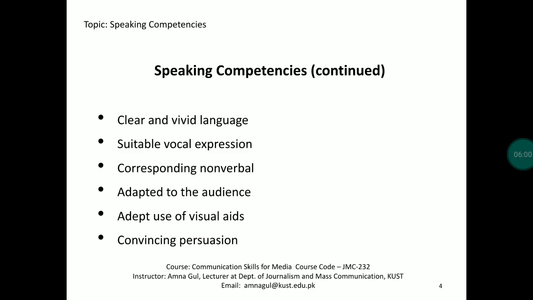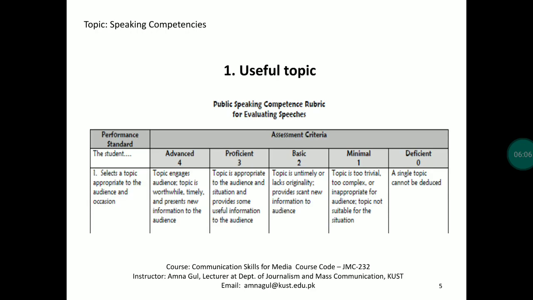Having said that, I would like to shift to the competence rubric. This is actually professionally developed to evaluate all kinds of speeches or presentations. The first slide, I'll explain all of these. You can see the assessment criteria. 0 is marked for the person who is seen as a deficient presenter. 1 is minimal, 2 basic, 3 proficient, and 4 advanced.